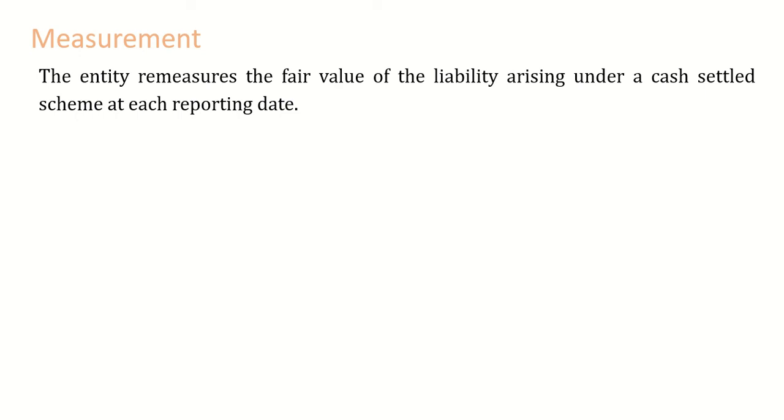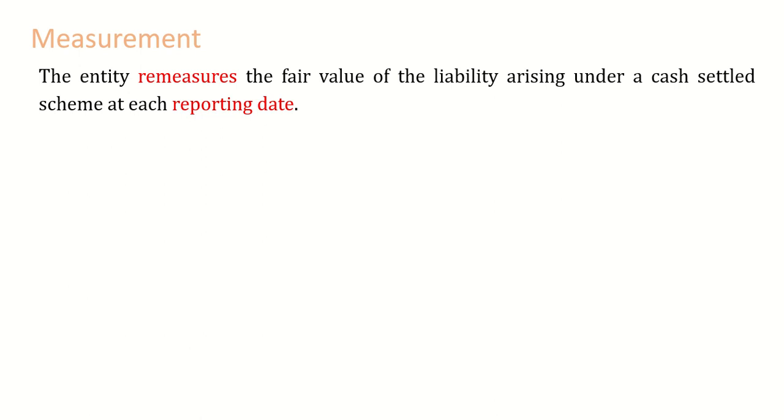So that is called a cash settled share based payment, right? Okay, how to measure the cash settled share based payment? Here it is not as complicated. Remember, the entity remeasures the fair value of the liability arising under the cash settled payment at each reporting date. Remember, what did we discuss earlier? Equity settled share based payment. How did we measure it? At fair value, the fair value at the grant date. That means the equity was measured at the fair value prevailing on the grant date when the option was given.